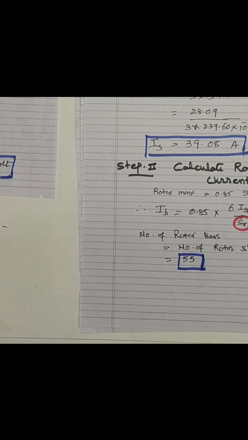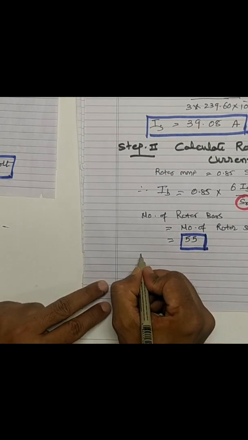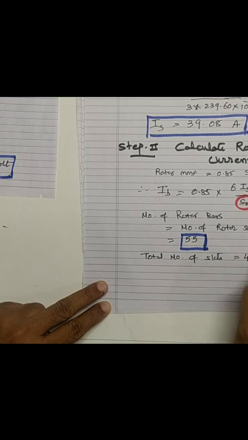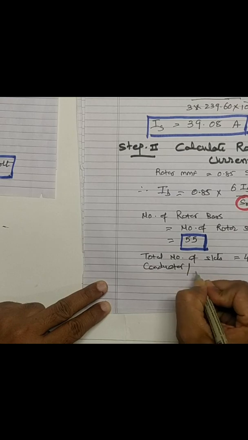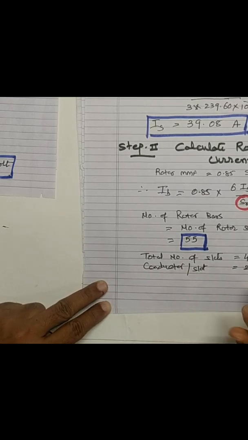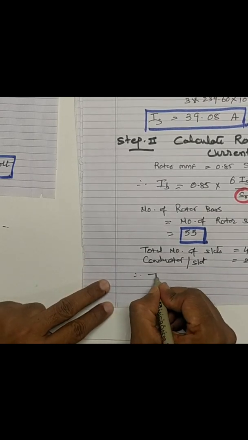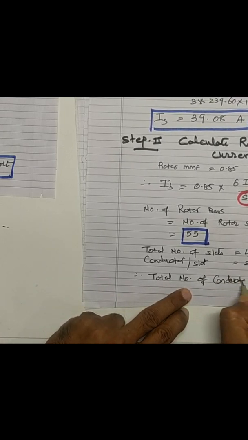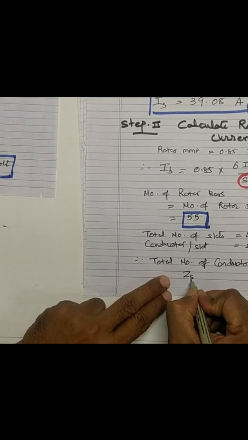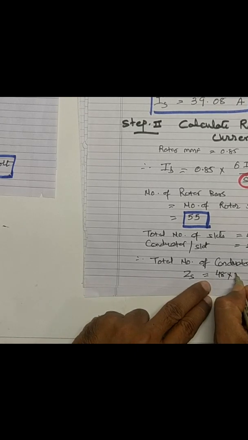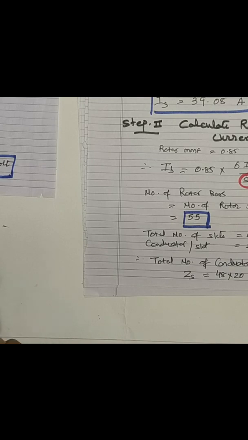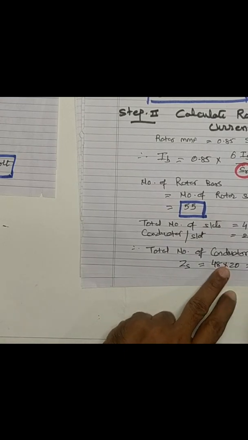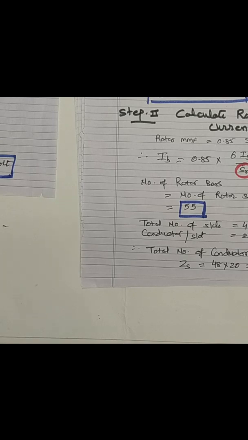So some of the parameters we have been given. Total number of slots is 48, and conductors per slot is given as 20. So the total number of conductors, that is ZS, is 48 multiplied by 20, which comes to 960. So we have calculated our total number of conductors.